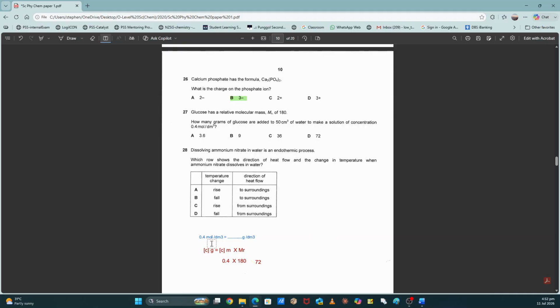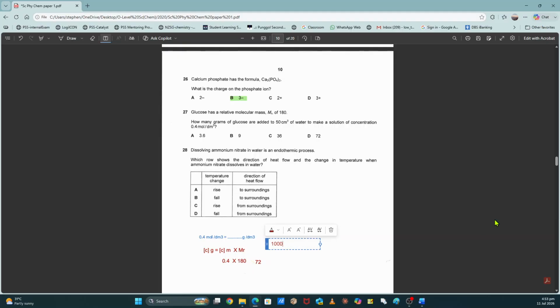Because when we express using this formula, mol per dm³ or gram per dm³, we are saying per liter. In this case, I am not finding per liter. I did not make a solution per liter, right? I make a solution from 50 centimeter cube, 50, not 1000. And if I want to make a solution that's 1 liter, then yes, it is 72.